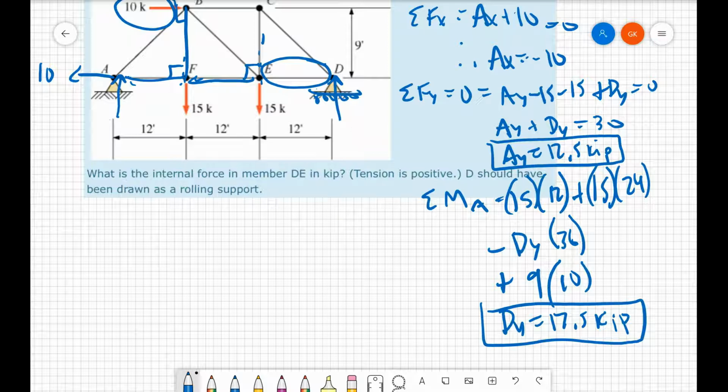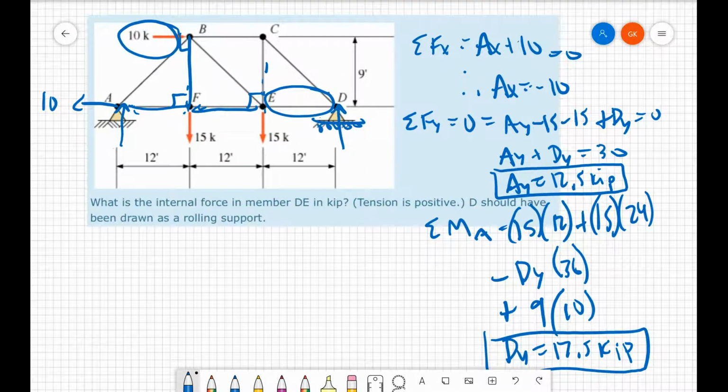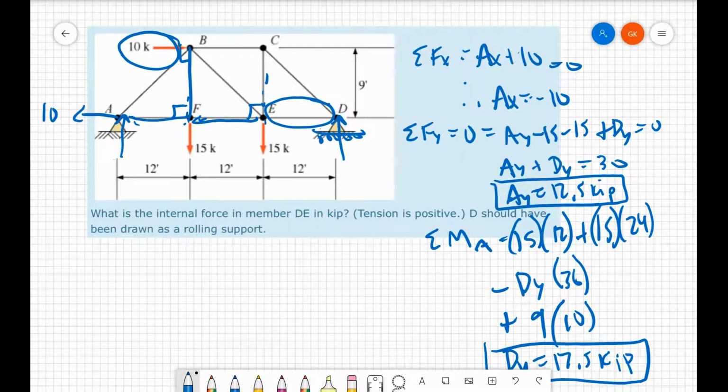Now to solve this problem, I'm actually going to use method of joints instead of method of sections. Fairly small truss. I could use either one. Both are possible, but not necessary. Actually, method of sections would give you less equations to solve. I'll show it to you both ways, and show you why you might want to do one versus the other.